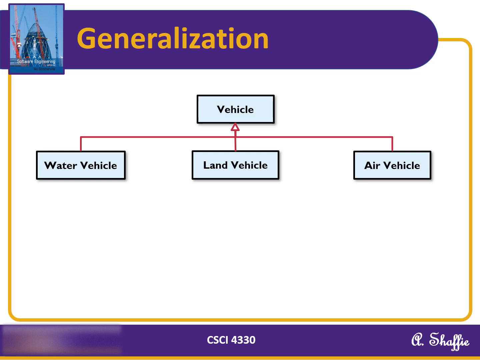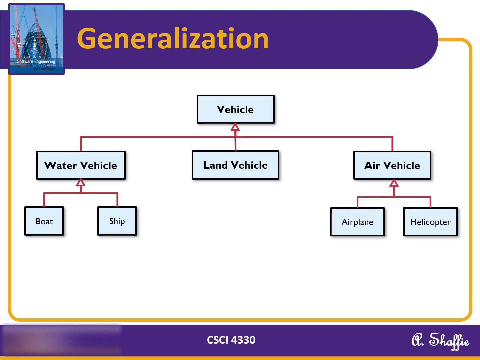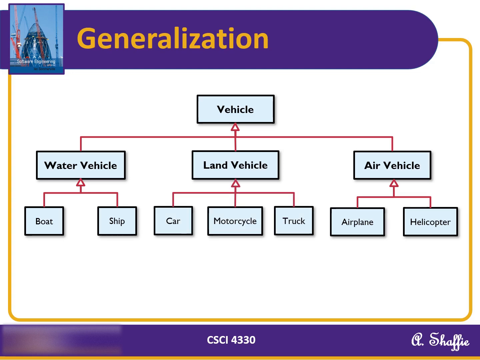Each of these categories is still quite general. For example, a water vehicle could be a boat or a ship. An air vehicle could be an aeroplane or a helicopter, while a land vehicle could be a car, a motorcycle, a truck. Even within these categories, there are further distinctions, like a car could be a gas car or an electric car. And you can continue adding more specific details, such as a model, such as a make.